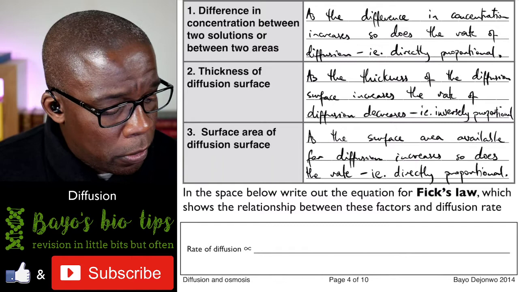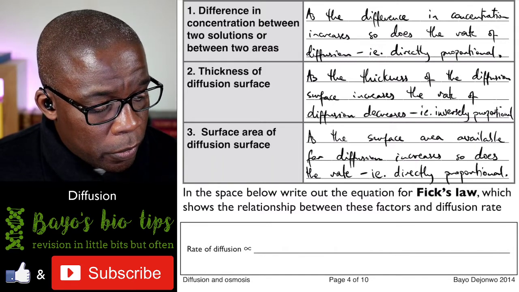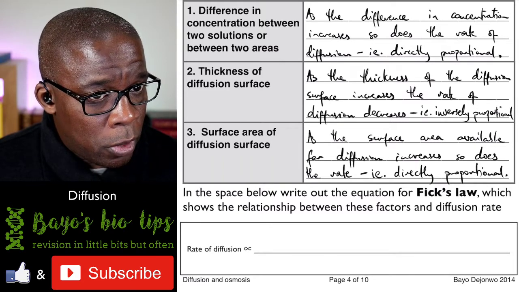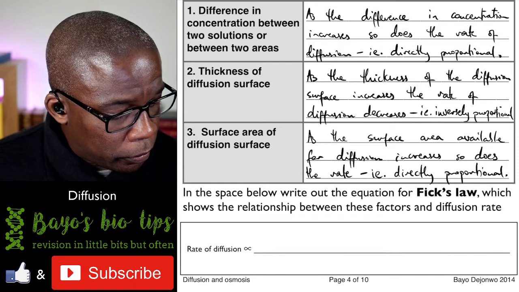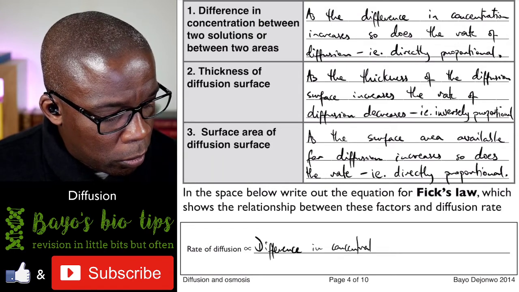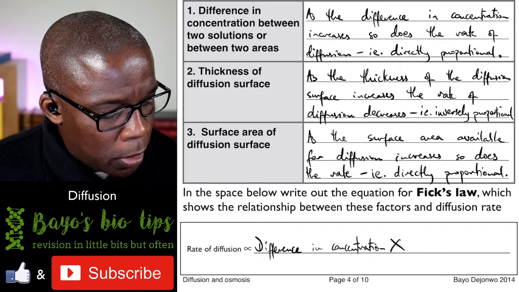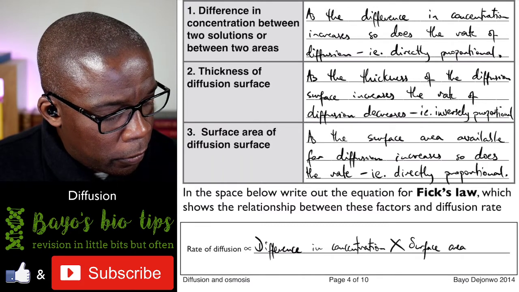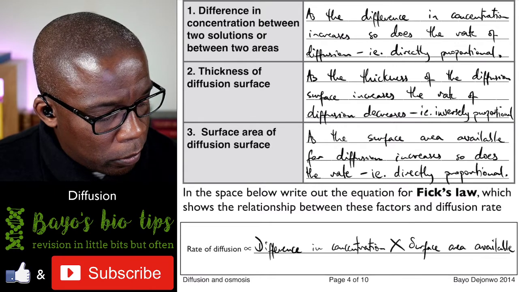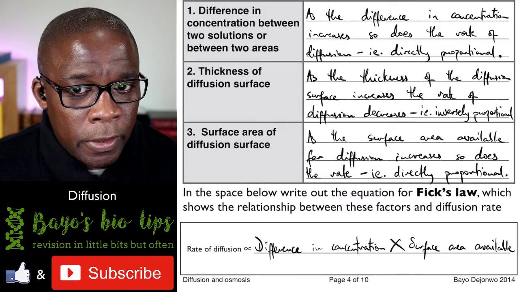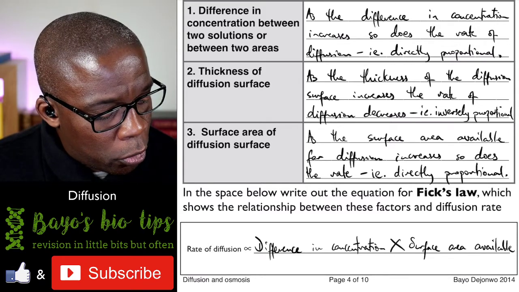Okay, let's see what we think the answer is. So we've got factors 1 and 3 being directly proportional. So those will go on the top. So difference in concentration multiplied by the surface area available. And that leaves one other variable or one other factor, and that's the thickness of the diffusion surface, which will go on the bottom.